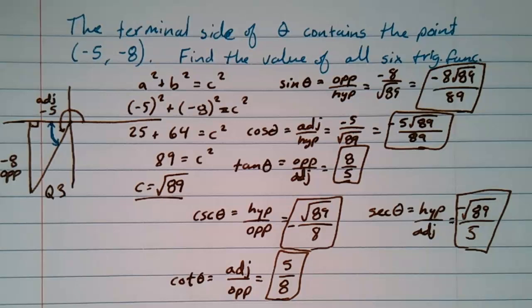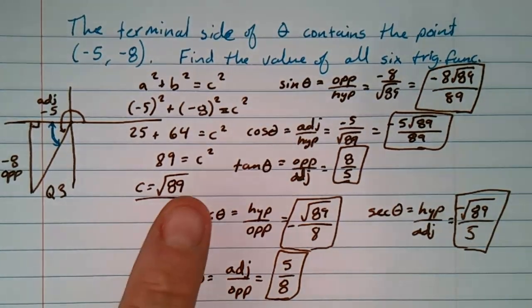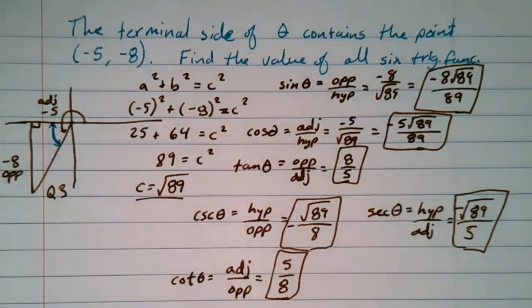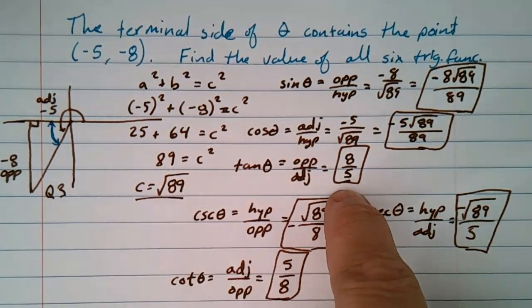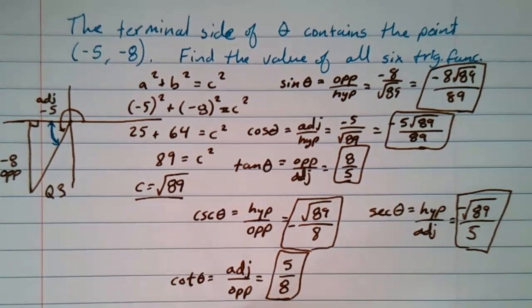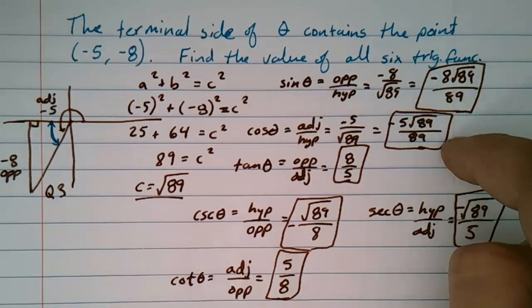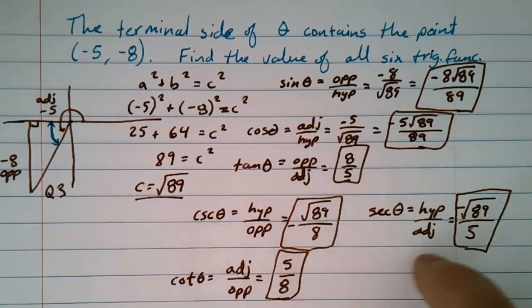Now, what quadrant are we in? We are in quadrant 3. All students take. What does that mean? Tangent should be positive. And if you flip a positive number, you get a positive number. And sine and cosine should be negative. And if you flip negative numbers, you get negative numbers.